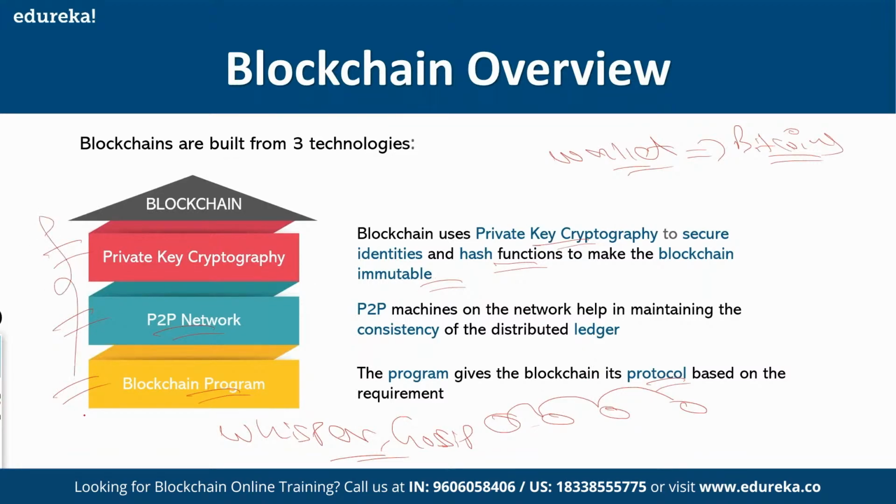So these are 3 important things you need to consider: private key cryptography, p2p machines, that is a peer-to-peer network, and no intermediaries. You should keep the private key safe and secure so that nobody is able to attack it. And then you can also have your own blockchain program, where you can create your own protocols like whisper and gossip, so that the nodes can accept the data.